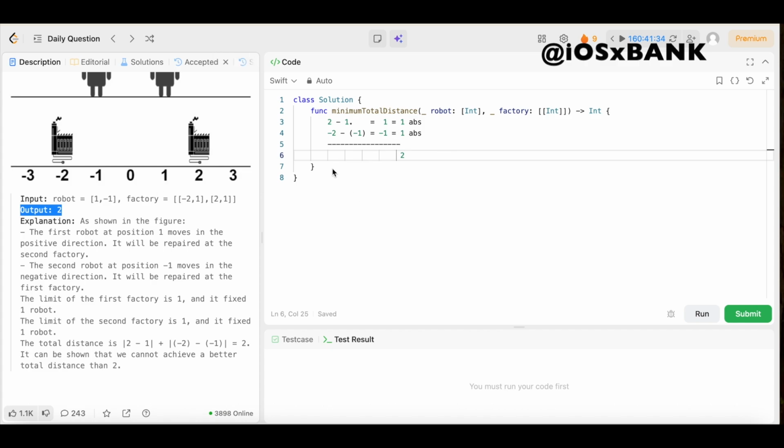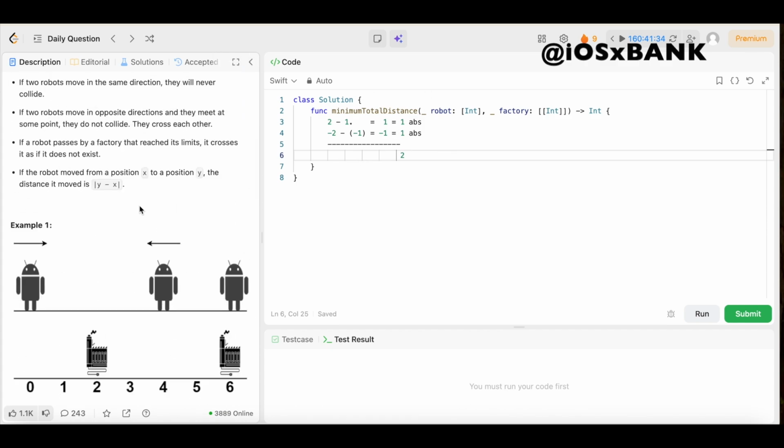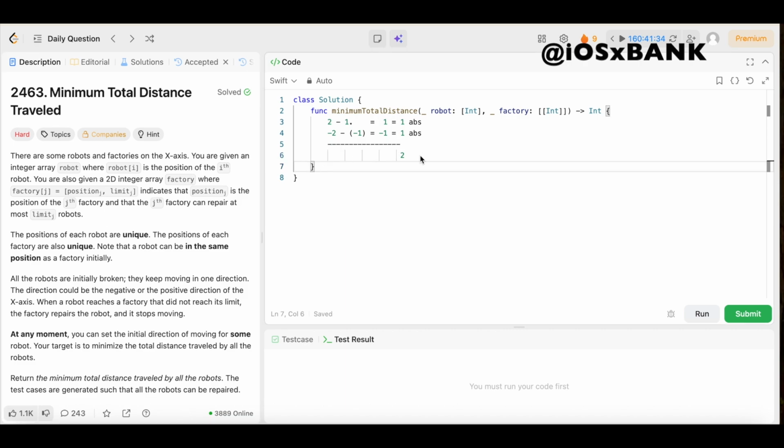I hope that makes sense, and now that we understand the question, let's get into the fun part, the actual solution. The solution is not that difficult at all. First thing we want to do is sort the robot positions in ascending order. So we'll just say let robots equal robot dot sorted. Put the parentheses.